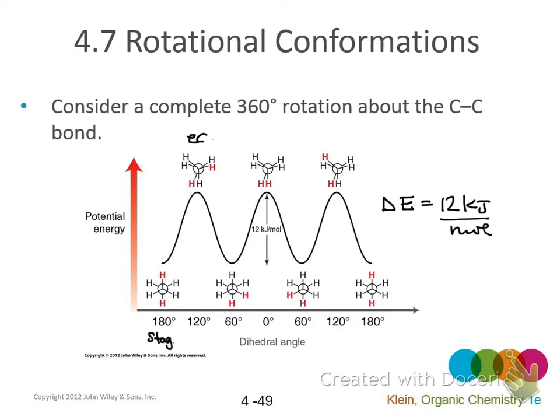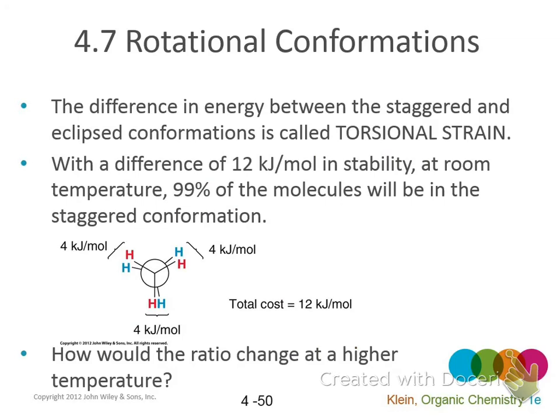Now, how many hydrogens are interacting, though? There's actually 3 pairs of hydrogens interacting for that. So on average, every hydrogen-hydrogen interaction is about 4 kilojoules per mole. And that's for every hydrogen-hydrogen interaction, yeah. And if you have the slides, they calculate it on the next slide, but there's so much room here.